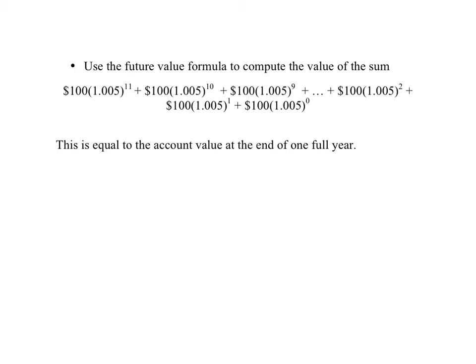Our task now is to find the value of this sum that is equal to the account value at the end of 1 year. The story was that you were saving $100 a month in an account that pays 6% annual interest, but it's compounded monthly, and that's why the monthly growth factor is 1.005. The amount of each regular payment is $100. The interest rate is 0.06 over 12, that's 0.005. When I say interest rate, I mean interest rate per compounding period, per payment period. That's what we need in this formula.